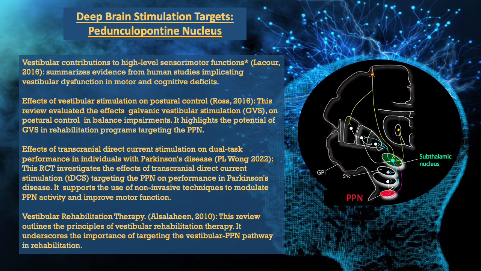In clinical trials, Ferrazzi in 2019 ran a randomized trial examining how transcranial direct current stimulation impacts dual task performance in Parkinson's patients. This study focused on stimulating the pedunculopontine nucleus and showed that non-invasive brain stimulation techniques can help regulate pedunculopontine nucleus activity and improve motor skills.